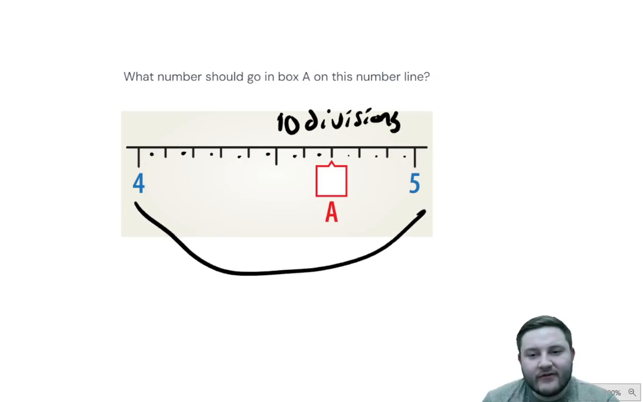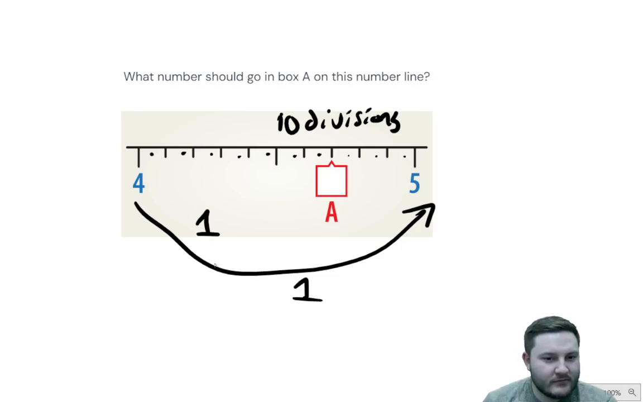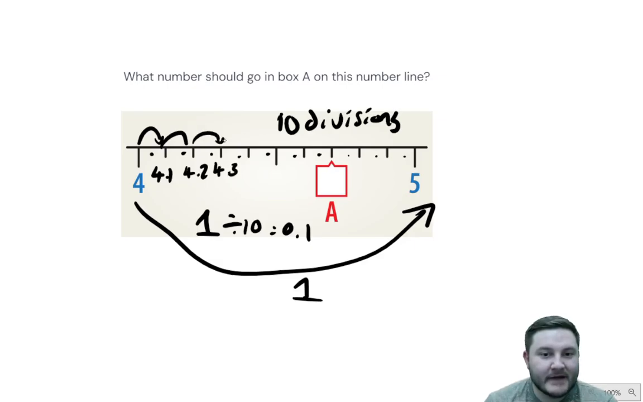And to go from 4 to 5, I increase by 1. So 1, which is the increase from 4 to 5, divided by 10 is 0.1. That means that each of these divisions is worth 0.1. So if I go up to the next mark on the number line, I will increase by 0.1. So this must be 4.1, this must be 4.2, and then 4.3, 4.4, and then 4.5, 4.6. So the value of A must be 4.7.